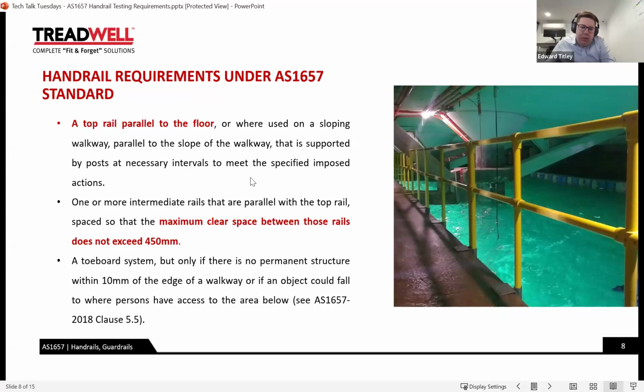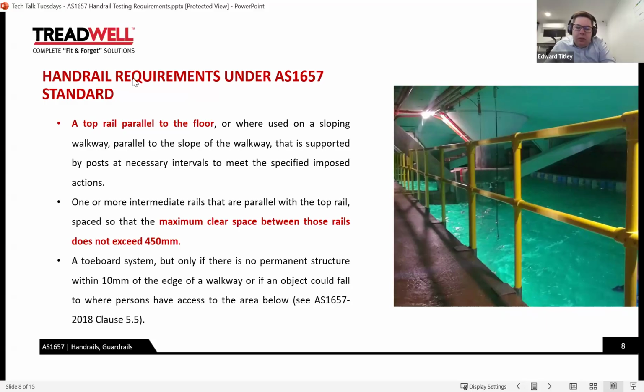So handrail requirements, firstly, we have our top rail parallel to the floor, or on a sloping walkway parallel to the slope of the walkway, which is supported by posts at necessary intervals to meet the specified imposed loading actions. We'll have a look at those in due course. And then one or more intermediate rails that are parallel to the top rail, spaced so the maximum clear space between the rails does not exceed 450 millimeters. Just on that previous point, that could mean that more than one intermediate rail is required to meet that stipulation of the maximum clear space not exceeding 450 mil.